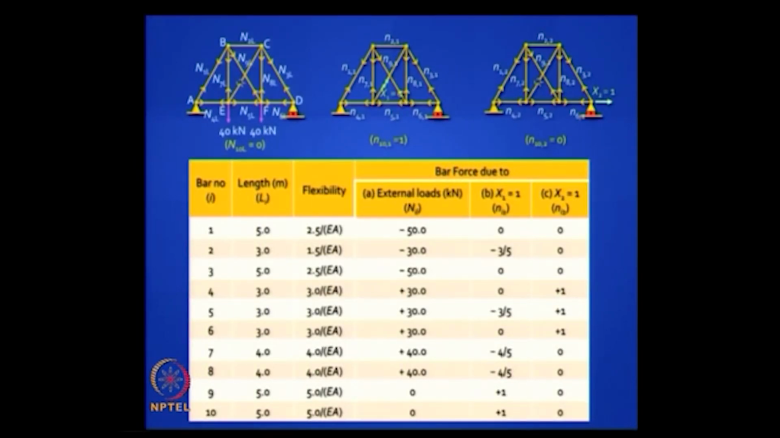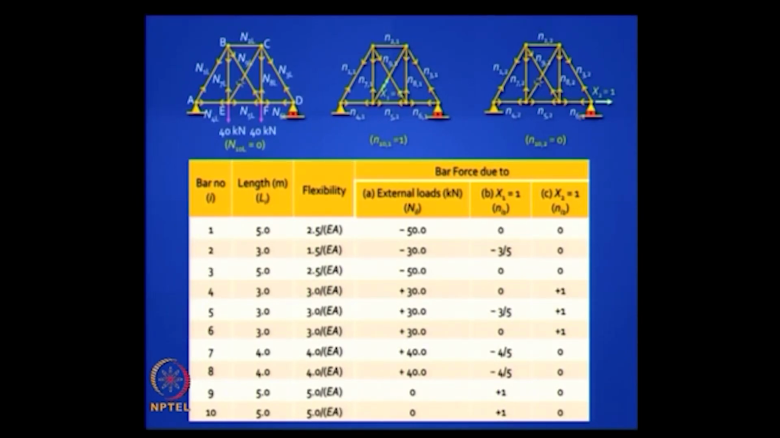Write down the 10 bars, note their lengths, and write down the flexibility, which is L by EA. The length of each bar is known, and the EA values are given to you. Analyze those 3 trusses and write them down.